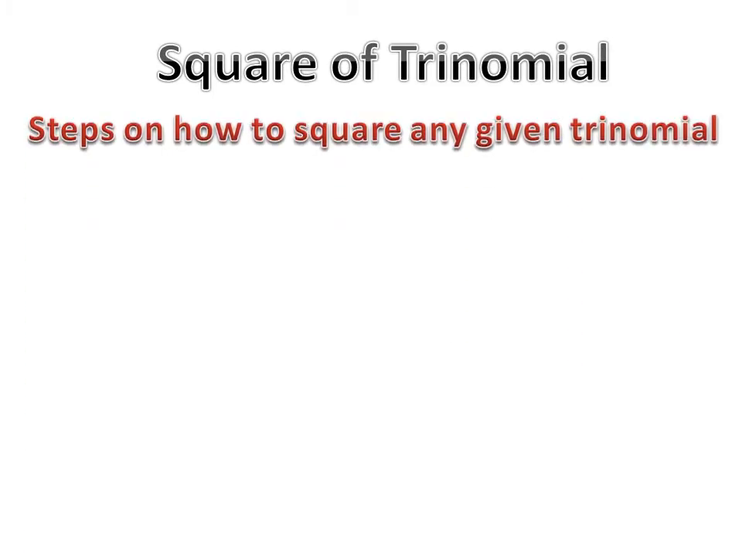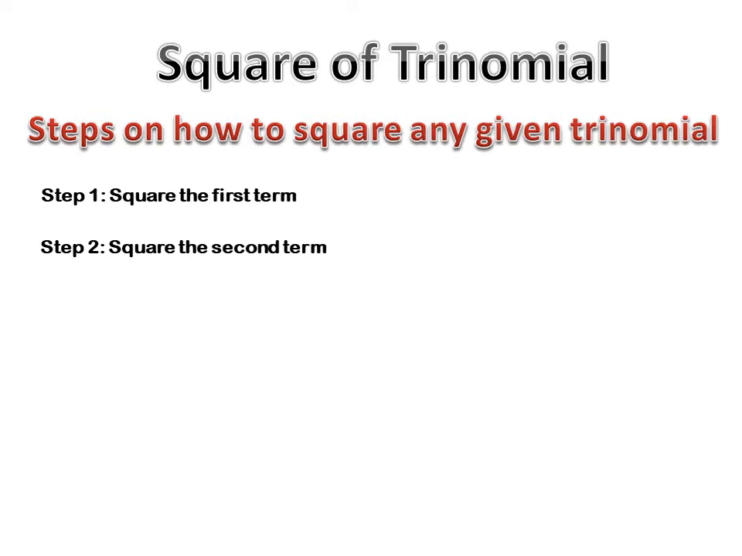In this video, our lesson is all about the square of a trinomial. And here are now the steps on how to square any given trinomial, which is actually also a type of special product. To start with, step number 1 is to square the first term of the trinomial. For our second step, we need to square the second term of the given trinomial. For step number 3, we need to square the third term of the given trinomial.